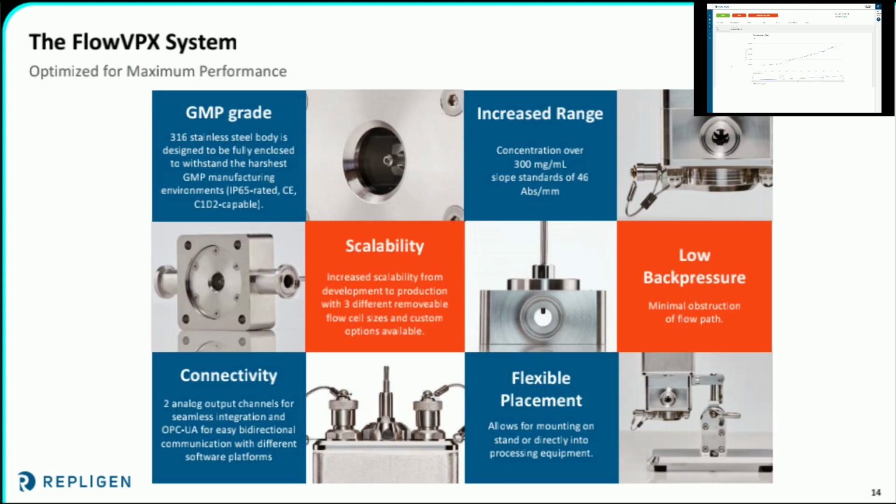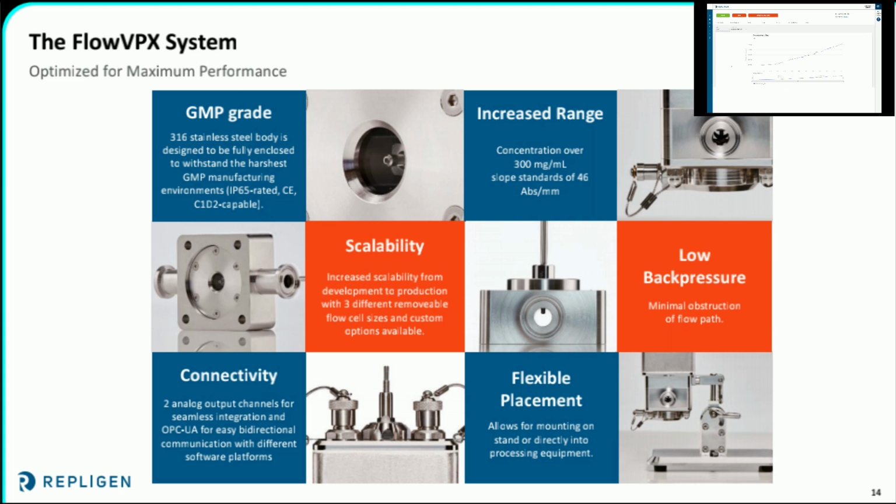Just some quick highlights about the features of the FlowVPX system. As you've probably seen in the images that we've been presenting here, it's a GMP grade system. It's made with 316 stainless steel. It's IP65 rated. It's got the CE marking and everything to be implemented into a GMP manufacturing environment. You can just spray it down, use any cleaning methods you want. I mentioned the increased dynamic range already, going up to and even potentially above 300 mgs per mil.